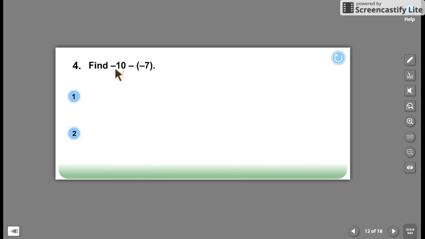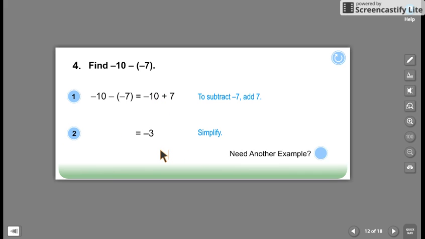Example 4, find negative 10 minus negative 7. Rewrite your subtraction sentence as an addition sentence. Negative 10 stays the same. Subtraction turns into addition, and the opposite of negative 7 is positive 7. Now these have two different signs, so we're going to subtract their absolute values. 10 minus 7 is 3. We have more negatives, so the answer is negative 3.